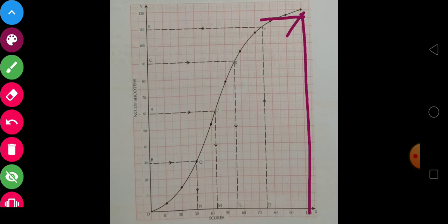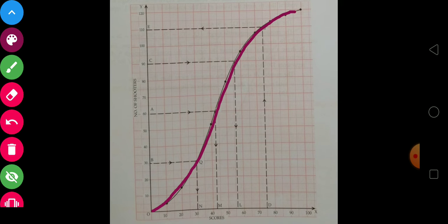On both the sides it is like this. So for 100 it is 120, and now once you have plotted these points, by free hand from the origin we are going to join all these dots. Once you join all these dots with a free hand and a smooth curve, not sharp edges, do not use a ruler. So using free hand you are going to draw this graph, and this graph that is drawn is called an ogive.